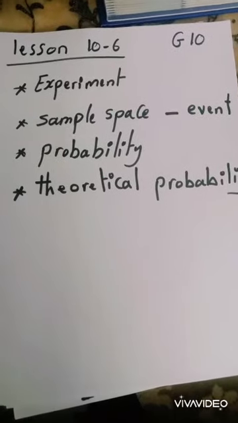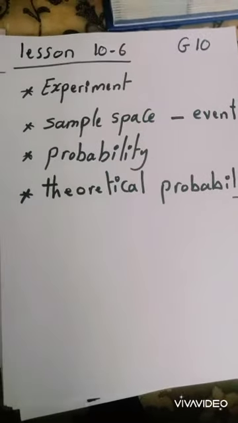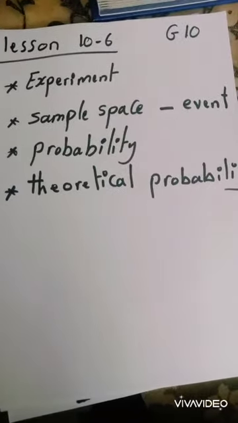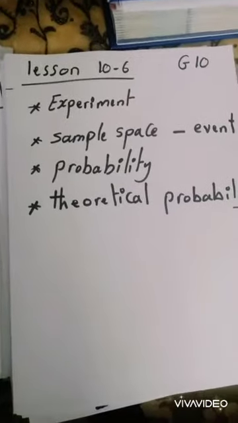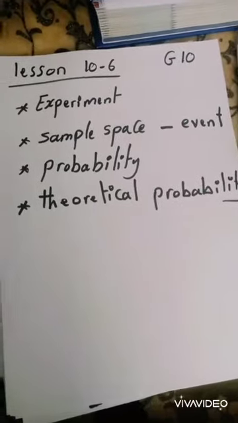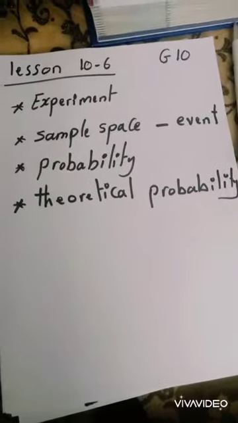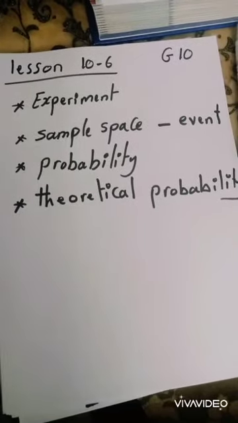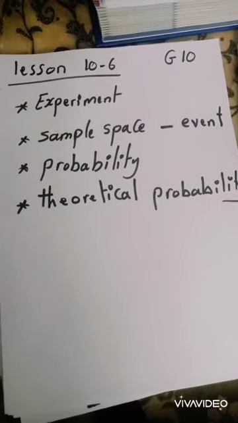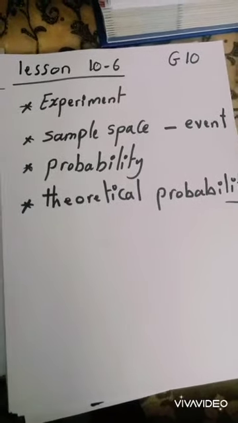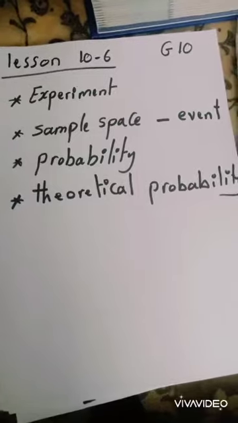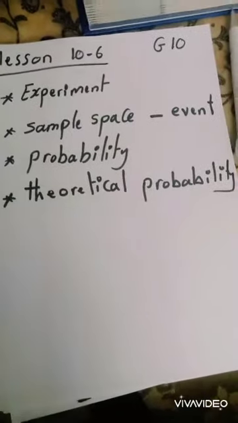For example, if we say a fair number cube is rolled two times, or is rolled 6 times, this is an experiment because this is a kind of activity. So the experiment is an activity in which results are observed, and each result of the experiment is called an outcome. This is about the experiment.